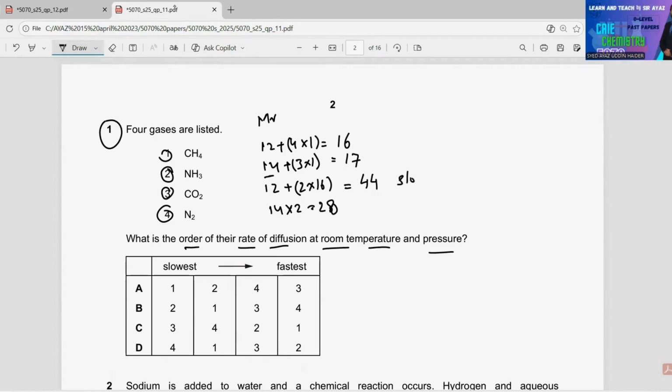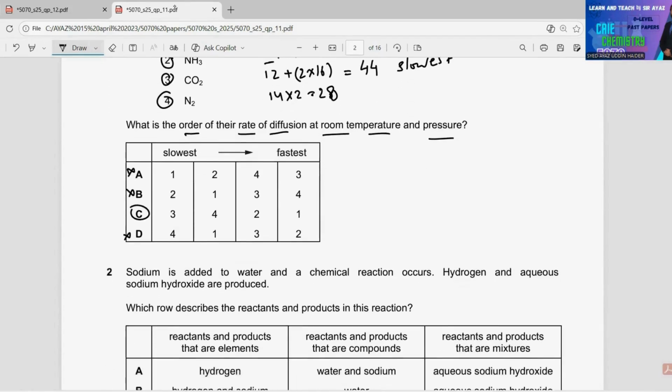This must be slowest. So you have to start with 3. So C must be the right answer in this case. All the other choices are incorrect. For convenience, I am reading the sequence. 3. After 3 you have 4, which is nitrogen. Then you have ammonia, number 2 NH3. Number 1 CH4. So C must be the right answer in this case.